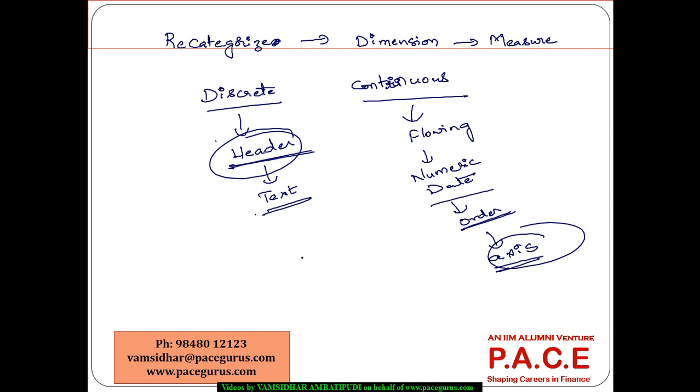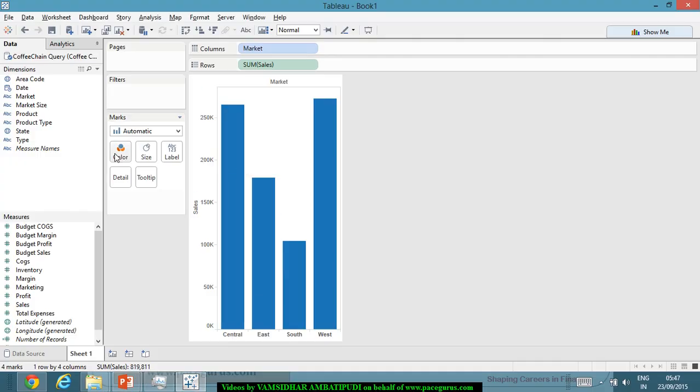And the same logic applies when you are going with color. Any discrete field you are dragging onto the color, like this, what you find is that corresponding to each value you have a different color. For example, the same market, if I drag it onto the color, for each market there would be a differentiation with respect to the color.